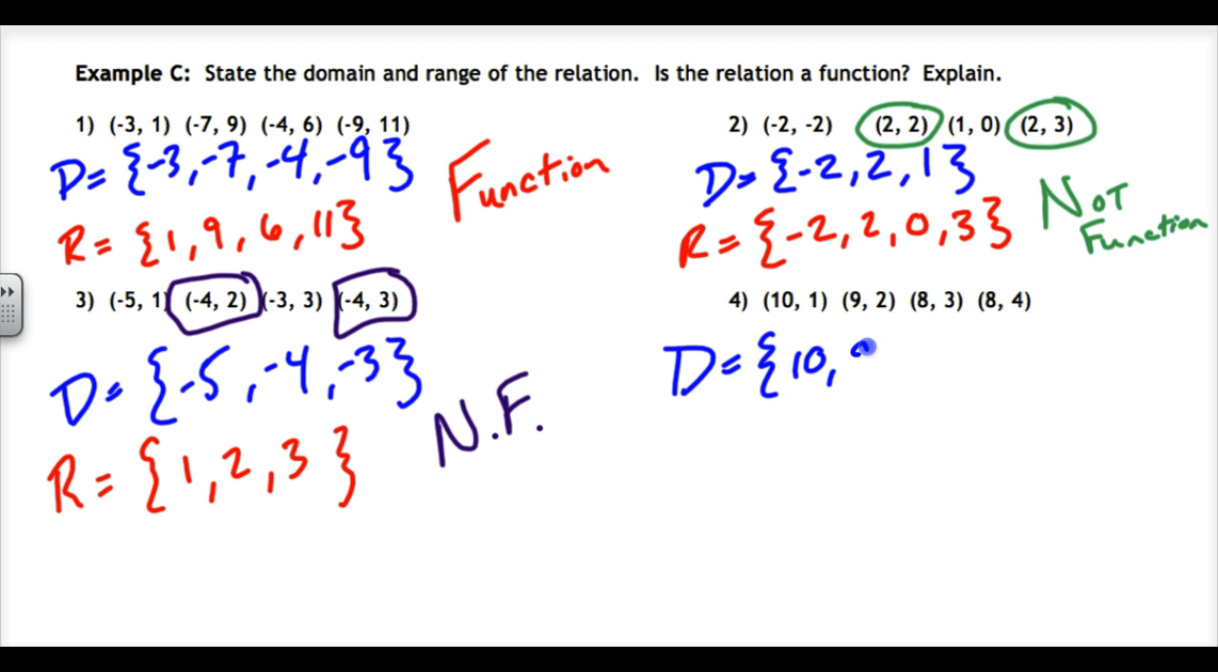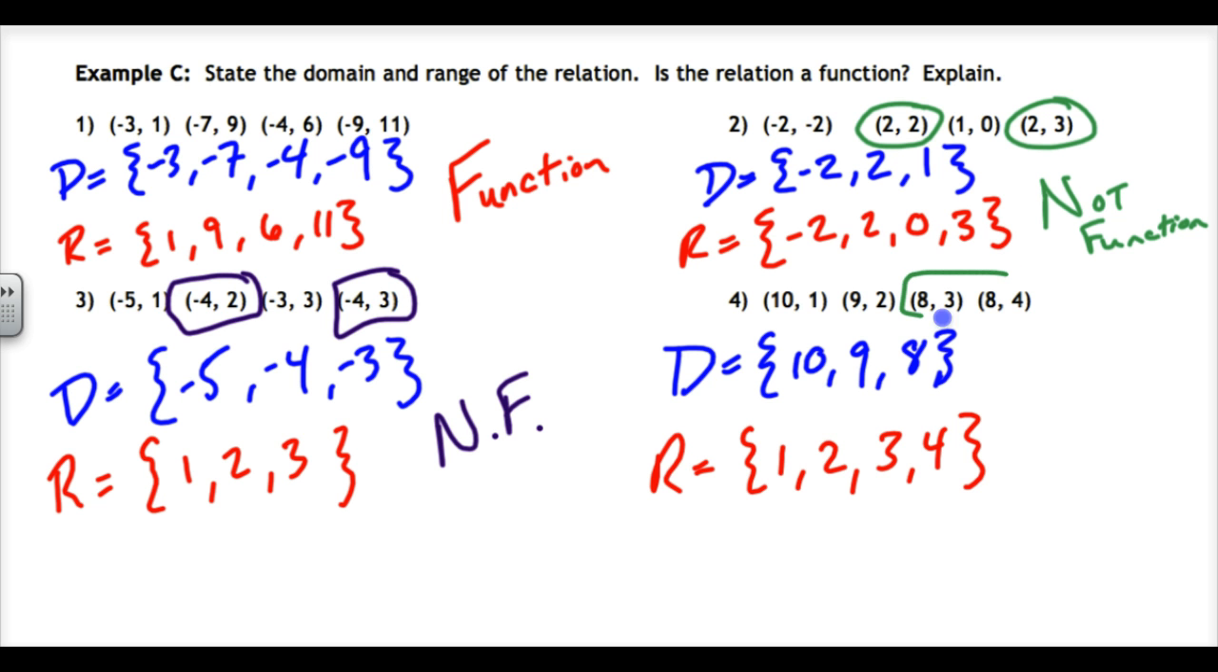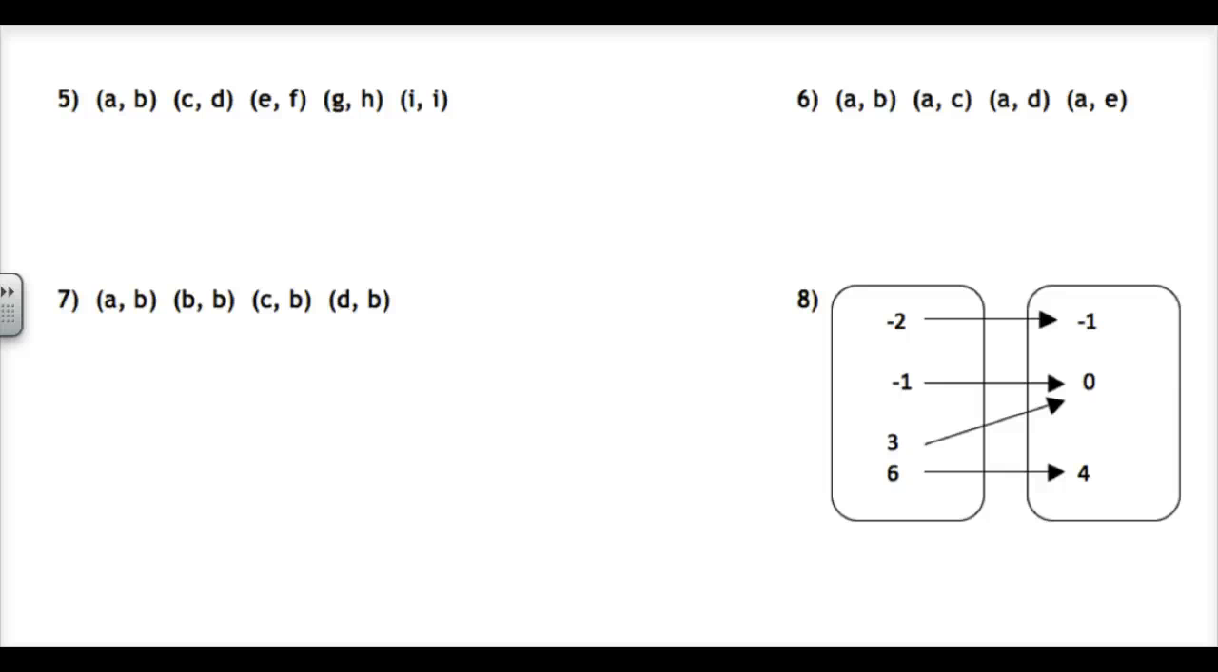Domain is 10, 9, and 8. We don't need that other 8. Range is 1, 2, 3, and 4. This one is clearly not a function because 8 goes to 3 and 8 goes to 4, so it's not a function. However, if 8 went to 3 and then that other 8 also went to a 3, you can have duplicate sets. That would mean it was a function, but in this case it didn't, so it's still not a function.